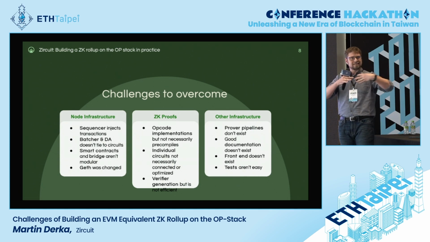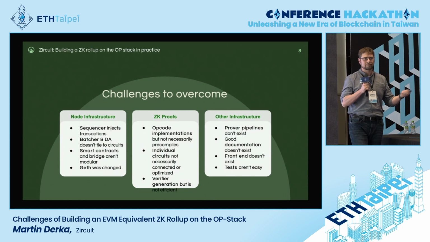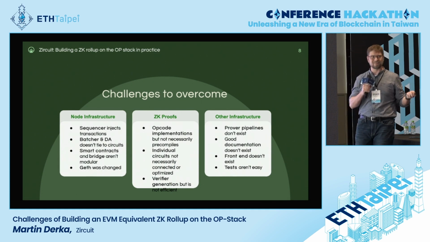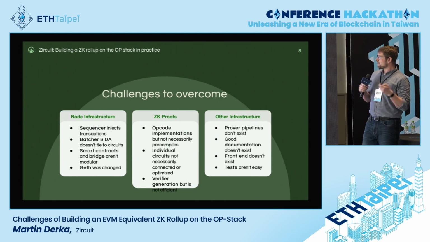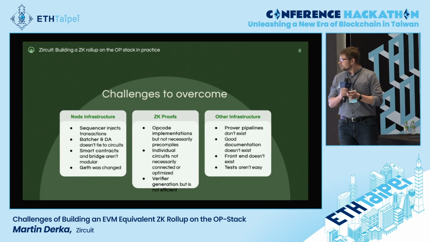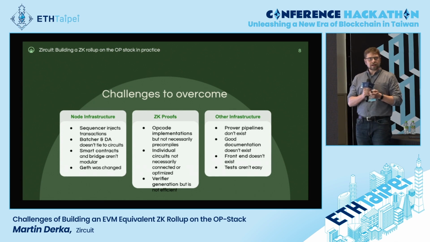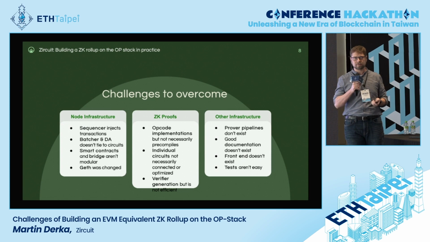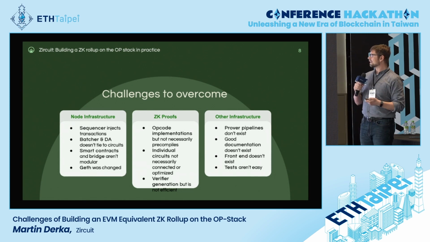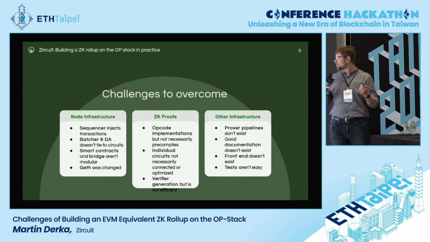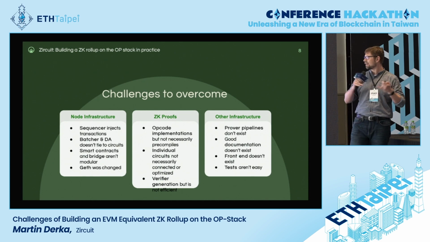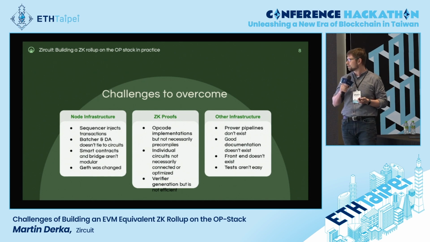So it seems that this is simple, right? You just plug these things together and it will work. Well, this talk is about the fact that this is not as simple as it sounds. Once you start diving deeper, you will realize that inside of the node infrastructure, the sequencer actually needs some special privileges for injecting transactions so that the entire optimistic protocol, or the OP stack, can work. Then you will find that the batcher and data availability don't really tie directly into the circuits, which provide you the zero-knowledge proofs.